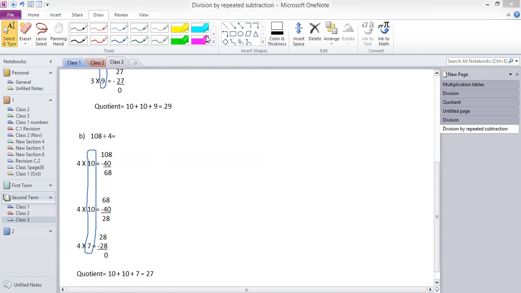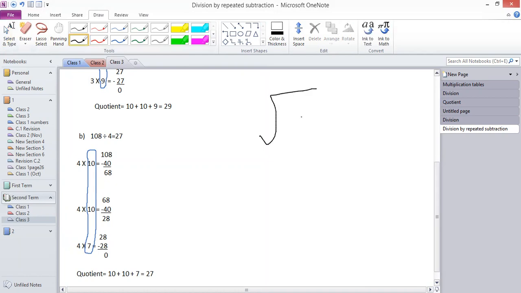Is it correct, guys? Yes, sir. Very good. So it is 27. 108 divided by 4 equals 27.